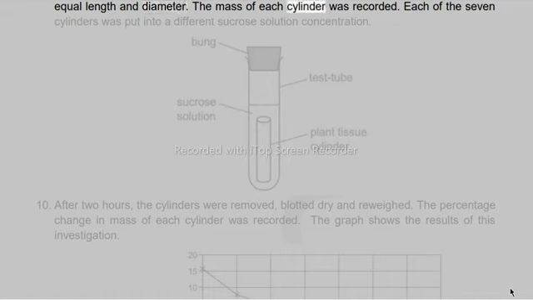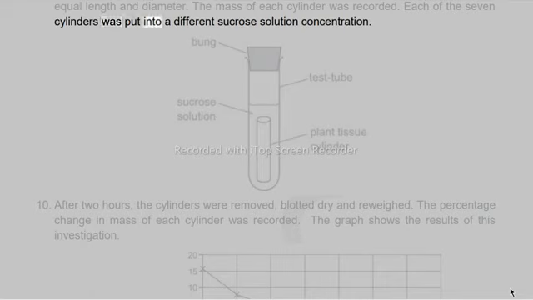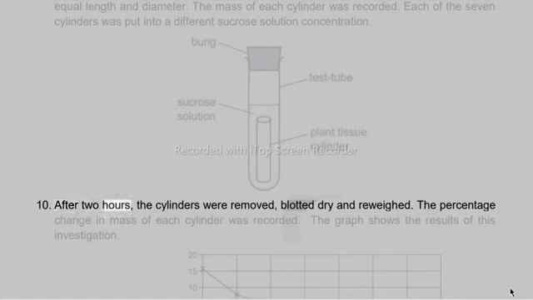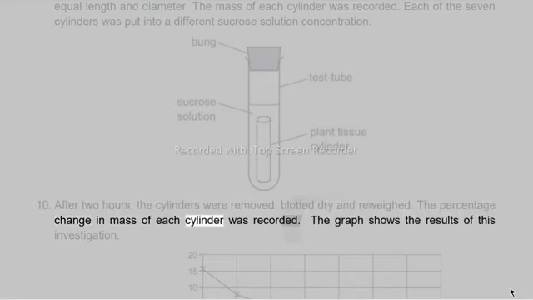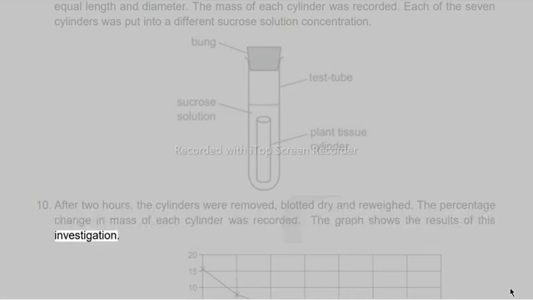Equal length and diameter. The mass of each cylinder was recorded. Each of the 7 cylinders was put into a different sucrose solution concentration. 10. After 2 hours, the cylinders were removed, blotted dry and reweighed. The percentage change in mass of each cylinder was recorded. The graph shows the results of this investigation.